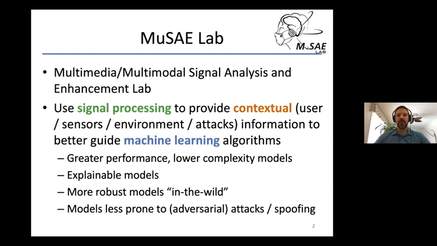So why do we want to do this? Why do we want to give contextual information to machine learning algorithms? Well, for one, we hope that with them, you can achieve greater performance. And since you're providing more information to the algorithm, then perhaps you need models that are less complex. We hope that with the contextual information, you can get models that are more explainable, also more robust to what we call in the wild, so in realistic scenarios outside the lab. And as I mentioned briefly, also models that are less prone to what's called adversarial attacks or spoofing.